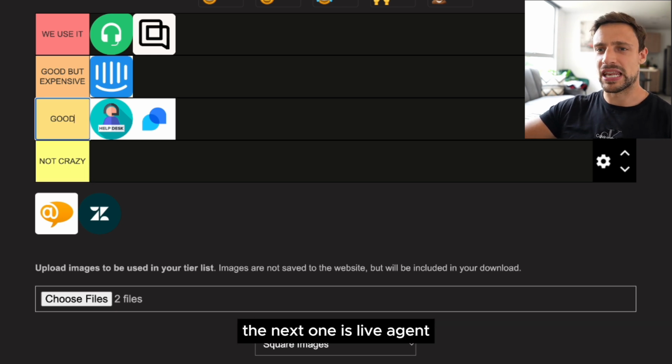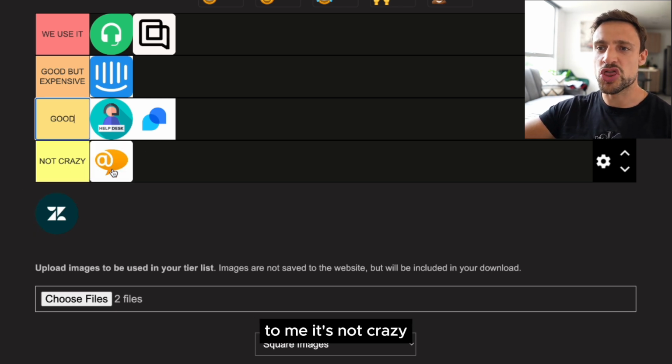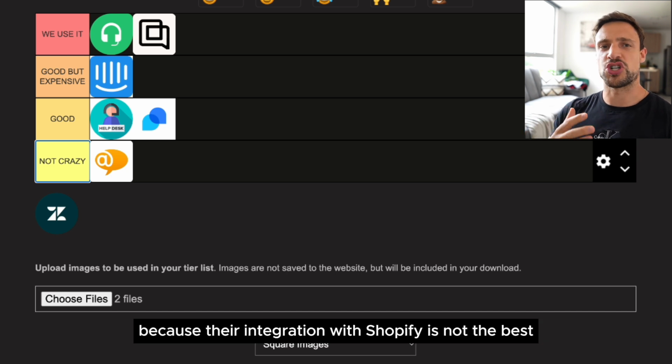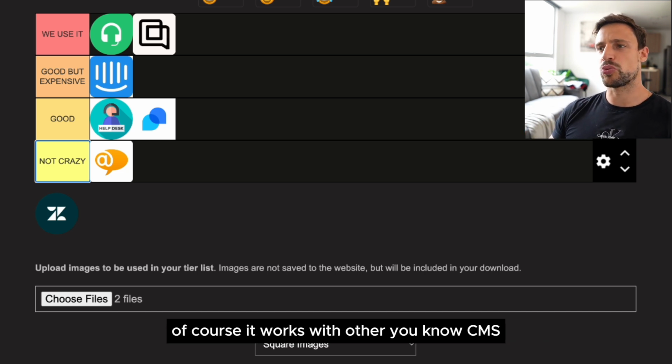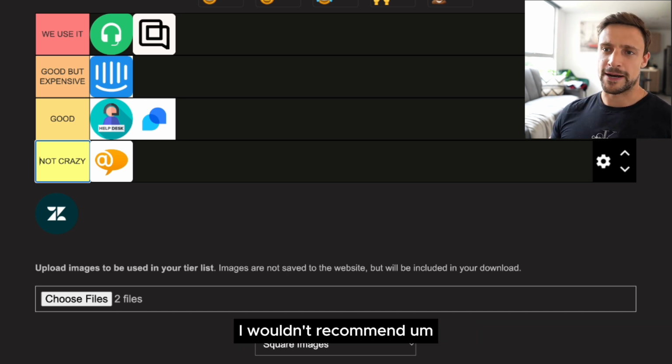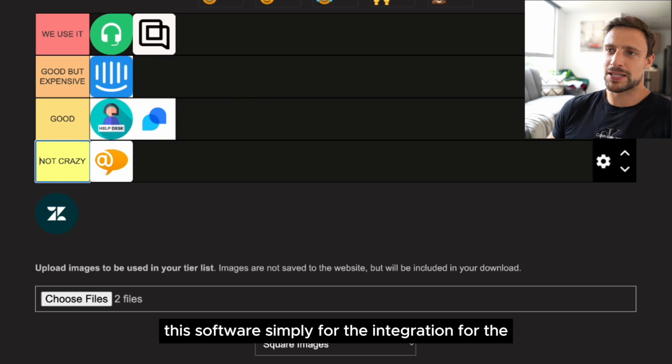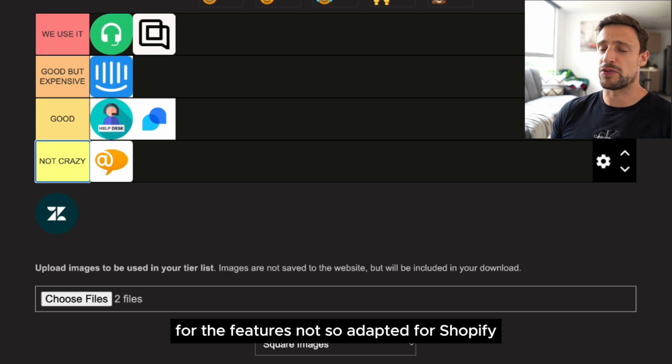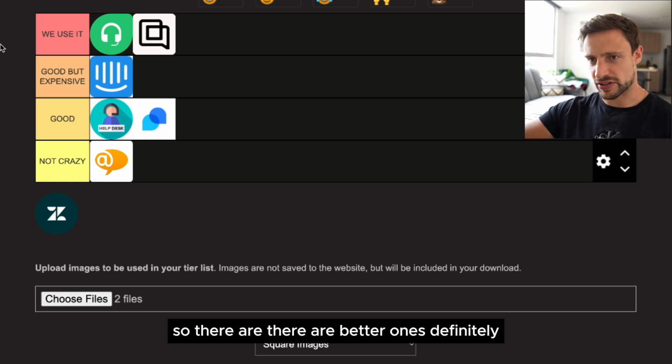The next one is LiveAgent. To me, it's not crazy because the integration with Shopify is not the best. Of course, it works with other CMS, but if your store is on Shopify today, I wouldn't recommend this software, simply for the integration, for the features not so adapted for Shopify. So there are better ones, definitely.